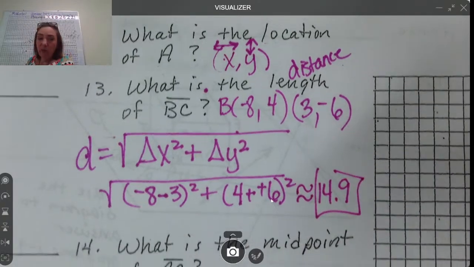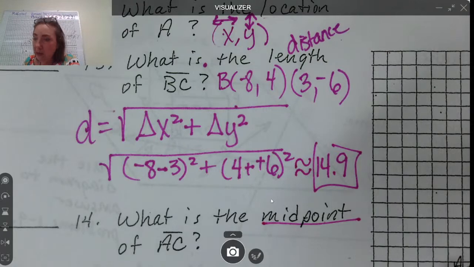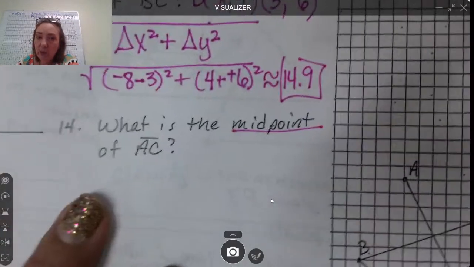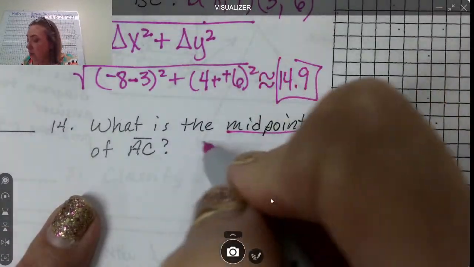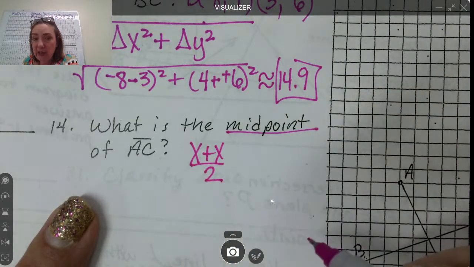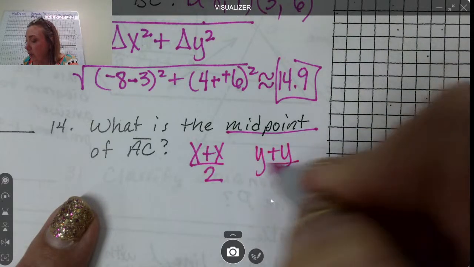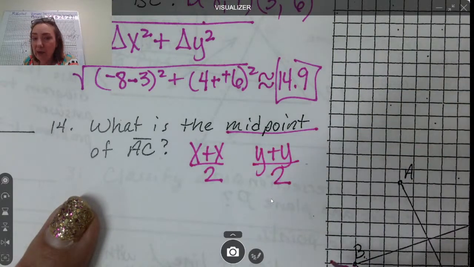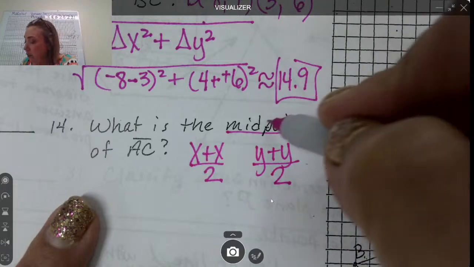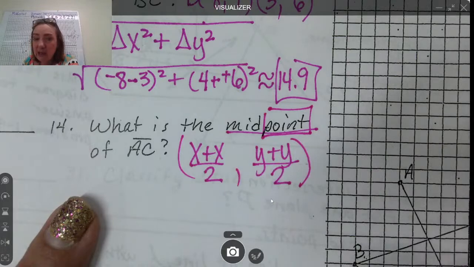Okay, so number 14 asks for the midpoint. Now remember, midpoint and distance are not the same thing. So finding the midpoint between 2 points means that you're going to add together your x's and divide by 2 to get the x value of the midpoint. And then you're going to add together your y's and divide by 2 to get the y value of your midpoint. And remember, this is a point. That means it comes in parentheses and has a comma between the two values.